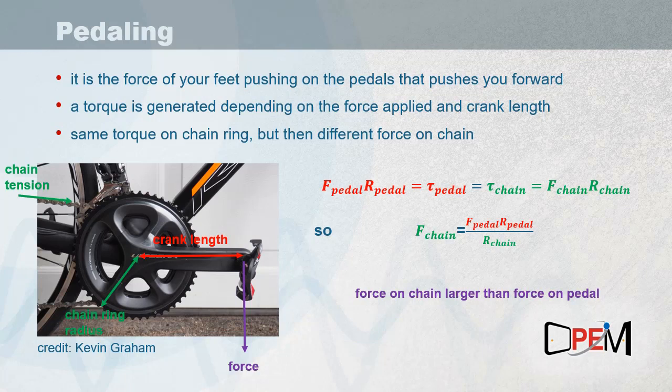And so this tells us that the force on the chain, and hence the tension in the chain as you push on the pedal in this scenario, is equal to the force on the pedal times the radius of the pedal, by which again I mean the distance from the center of the chain ring to the pedal axle, divided by the radius of the chain ring. And as you can see from the picture, the term that I call R pedal is bigger than the term R chain, and so the force on the chain is going to be larger than the force you're putting on the pedal.